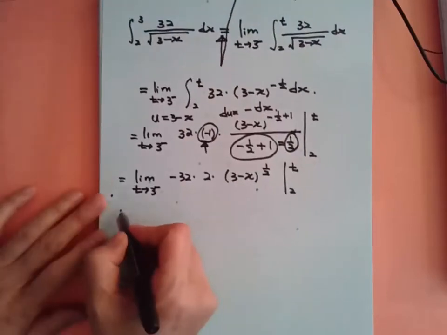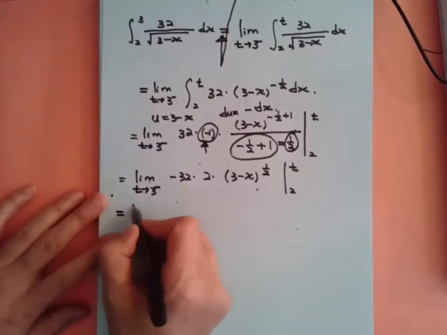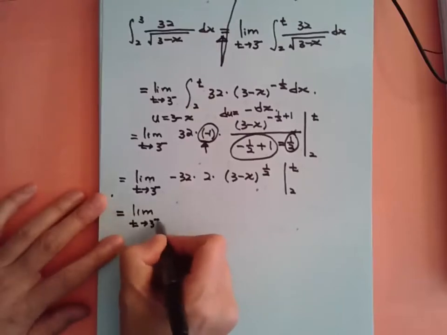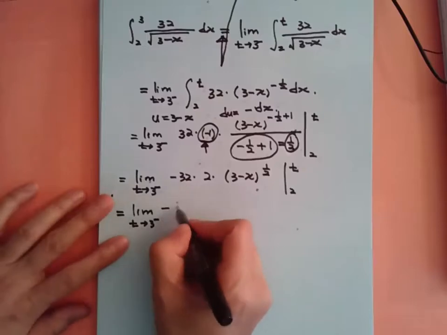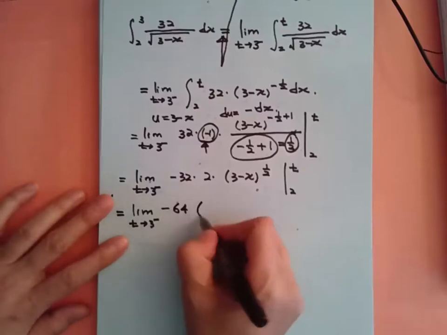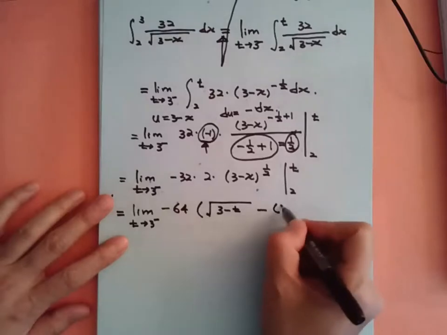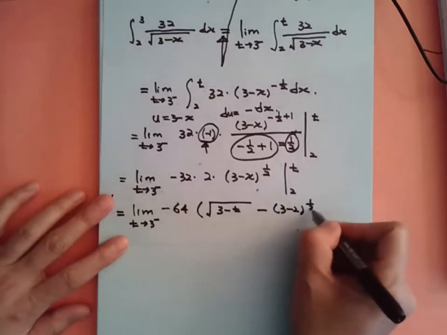So let's keep on going. Then that is limit t goes to 3 from the left, minus 64 times square root of 3 minus t, minus square root of 3 minus 2, to the 1 over 2.